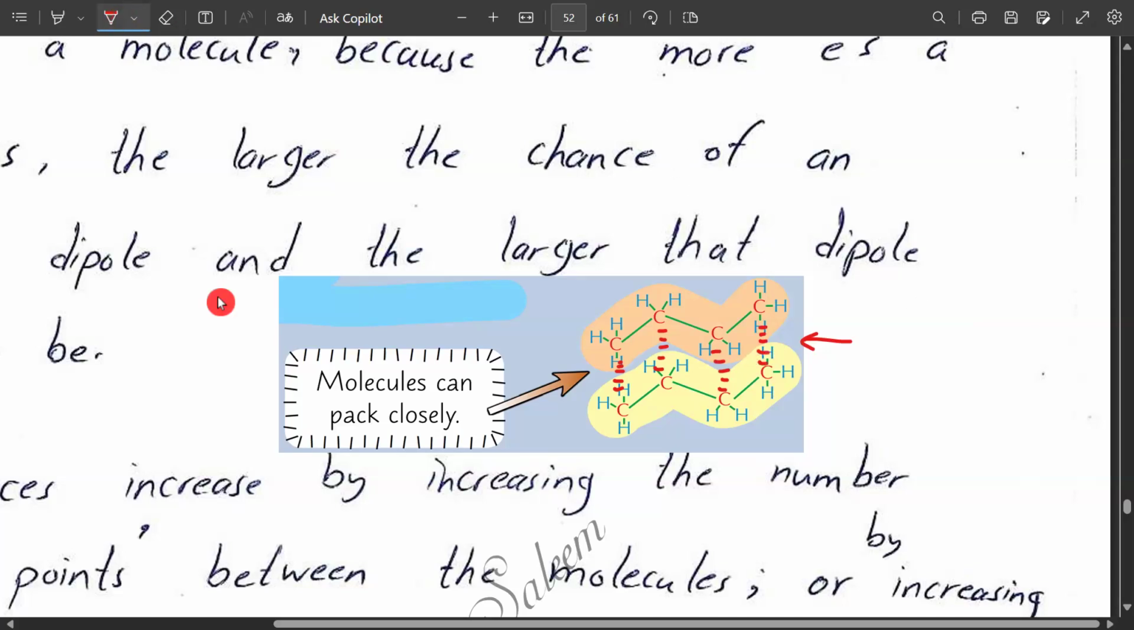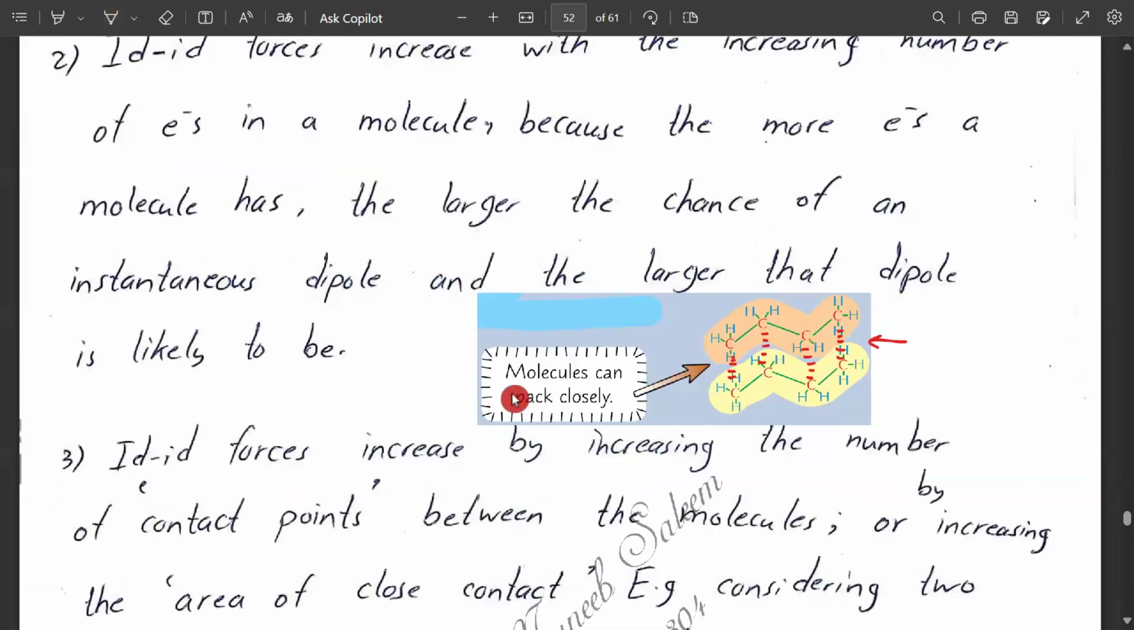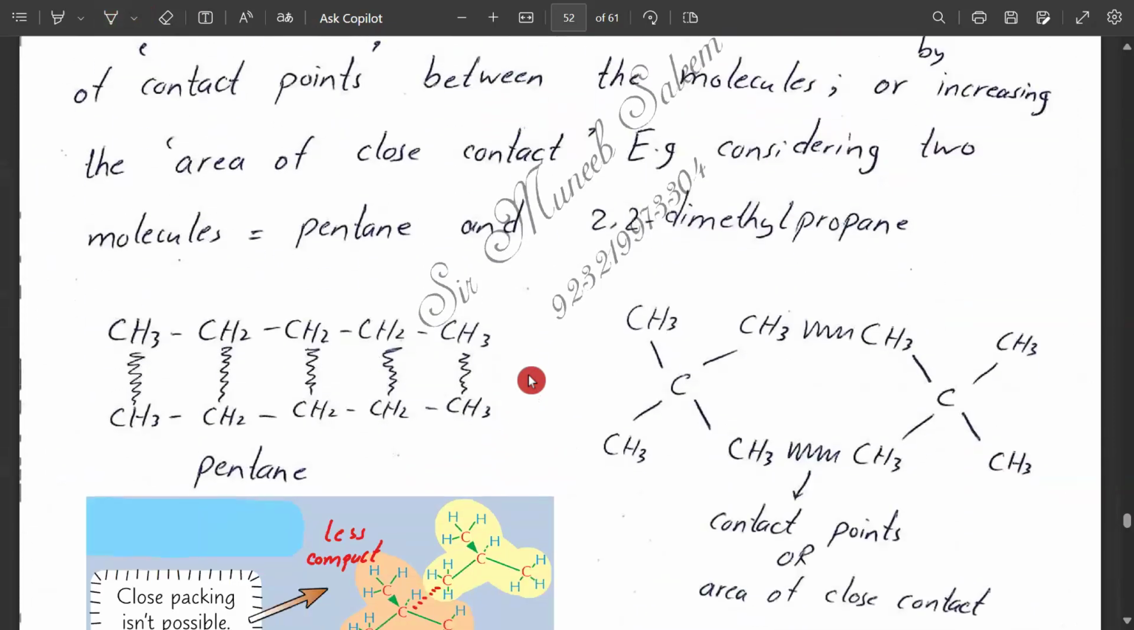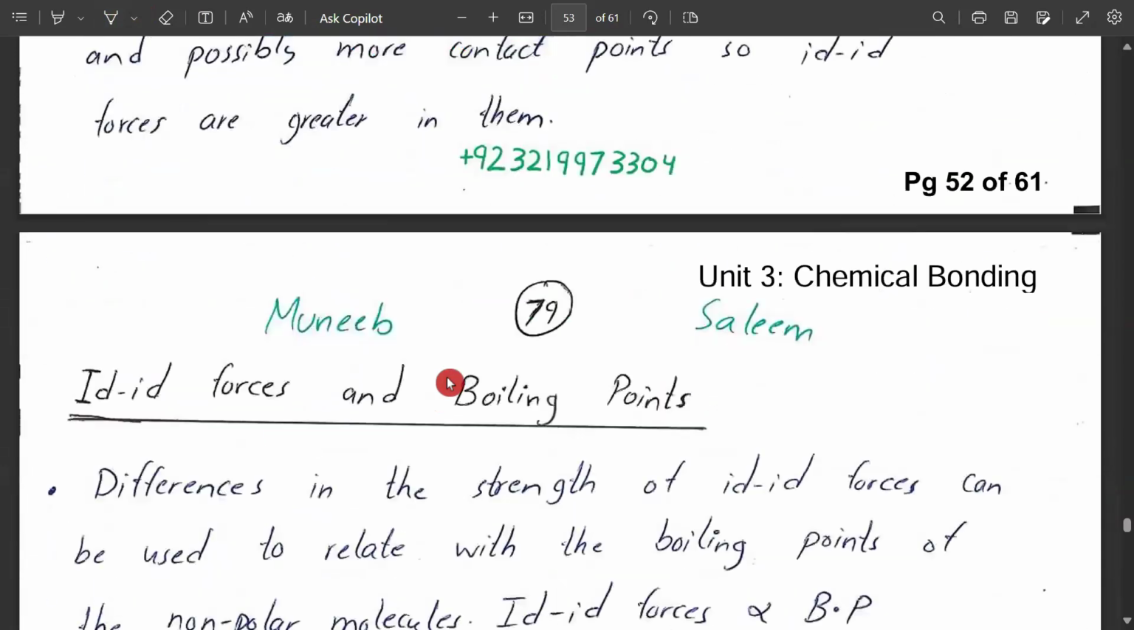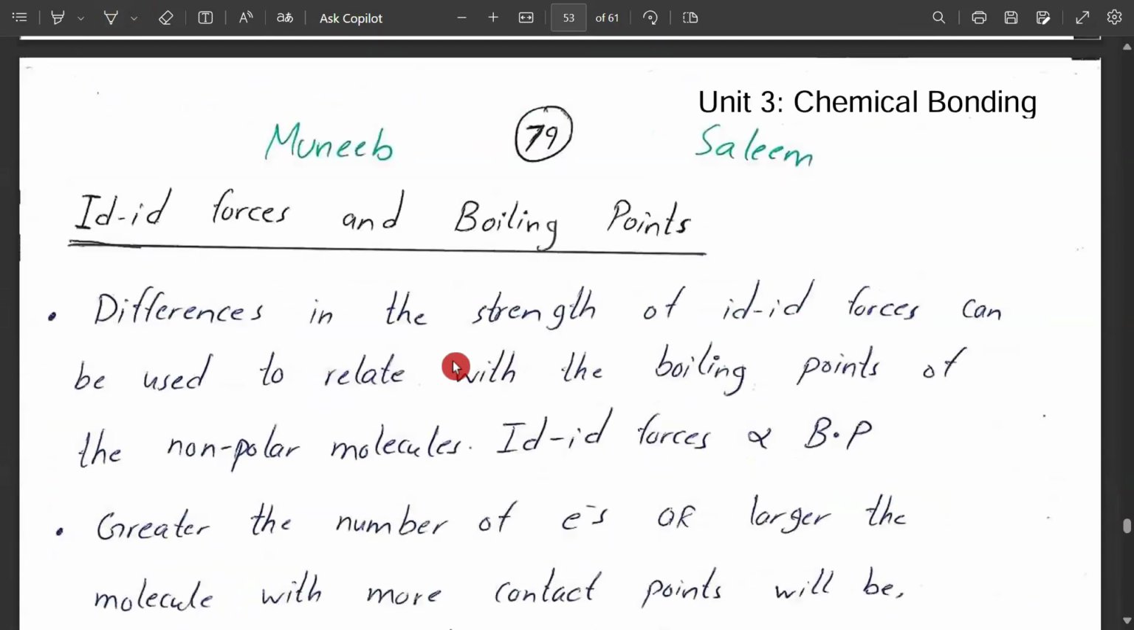Like this. So that's how we have the difference between the strength of the IDD forces. Similarly, we have this pentane, and this is an unbranched structure, and this is the branched structure of the molecule. Now, what is the effect of the IDD forces on the boiling points?